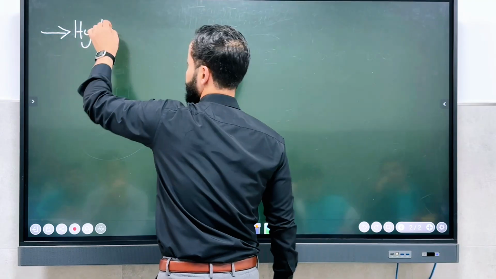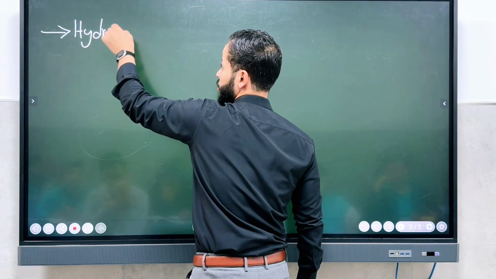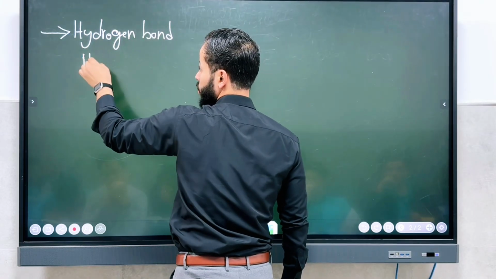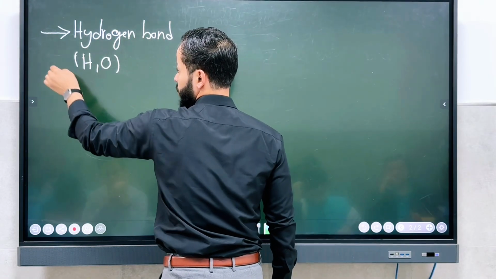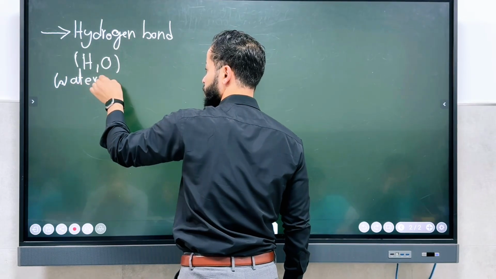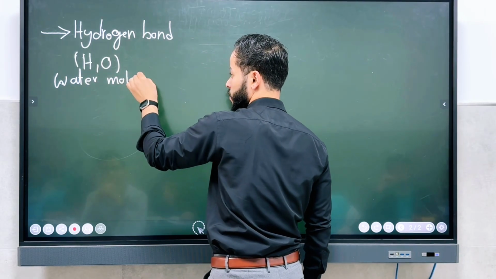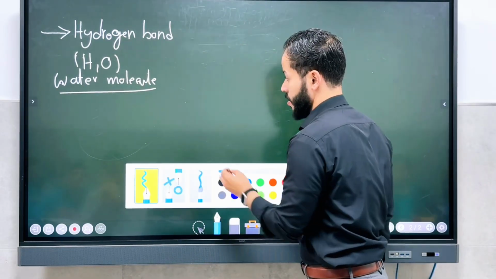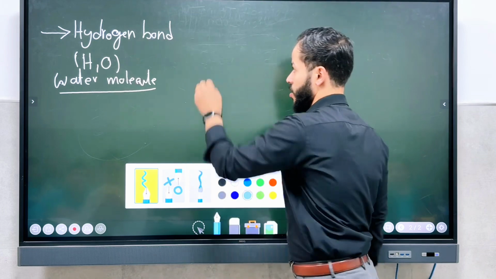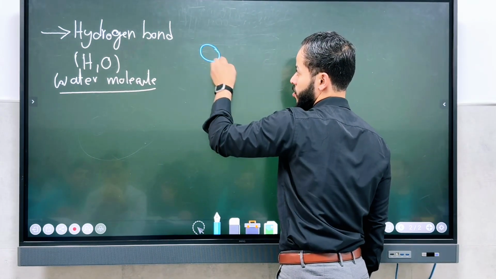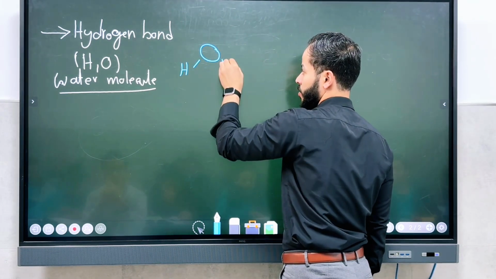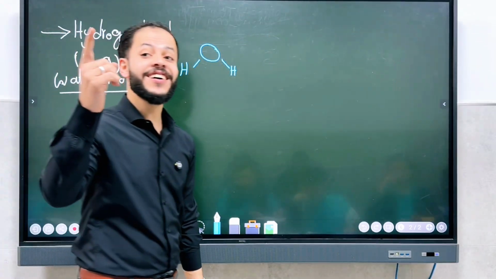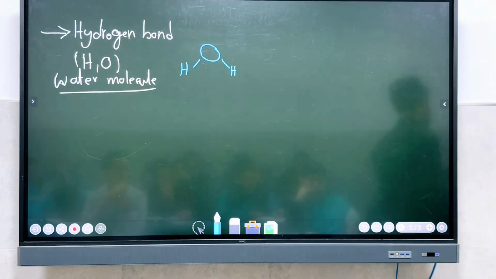The first example we take is between what and what? H and F. Now, H and O in the water molecules. In a water molecule, if we draw it, guys, we know that the oxygen atom is attached covalently to two hydrogen atoms. What is the shape of the water molecule? Bent, yes. And how many lone pairs?